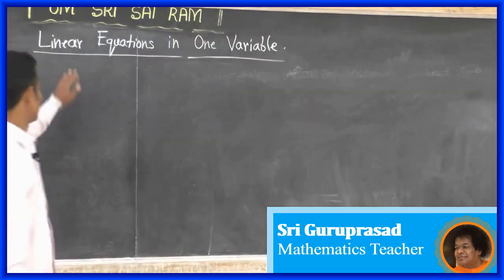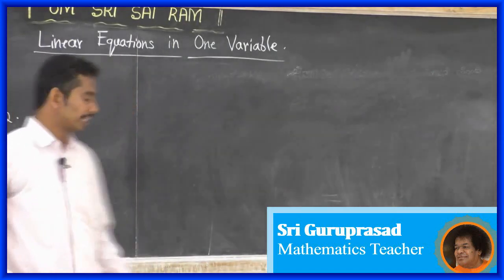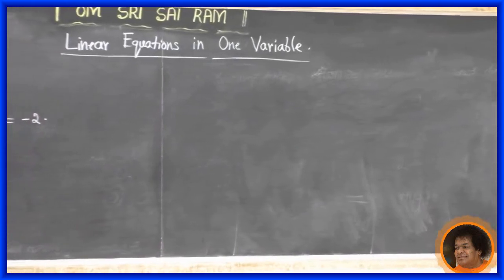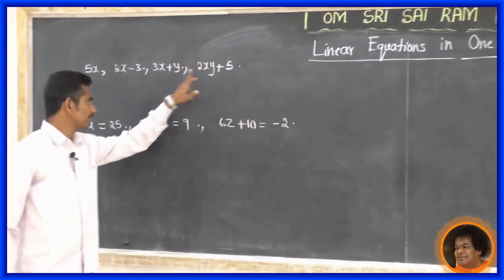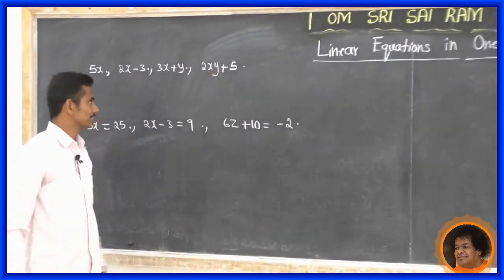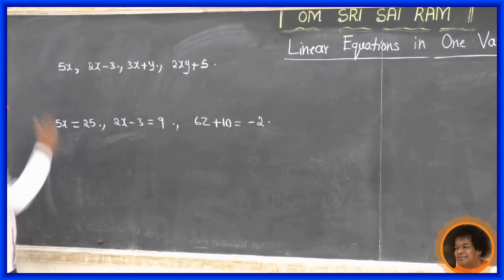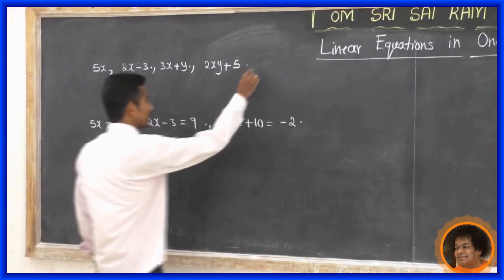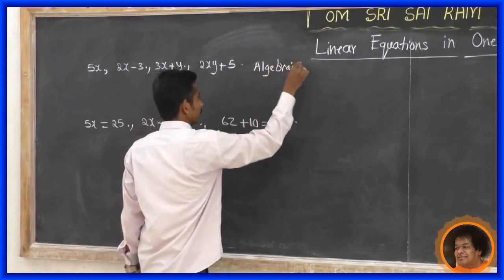First chapter, linear equations in one variable. In that, look at the examples: 5x, 2x minus 3, 3x plus y, 2x plus y plus 5. From these examples, we conclude that these are algebraic expressions.